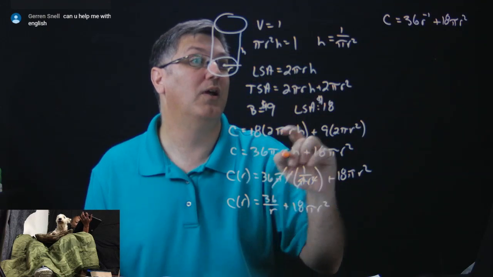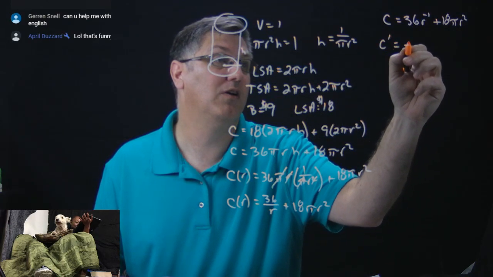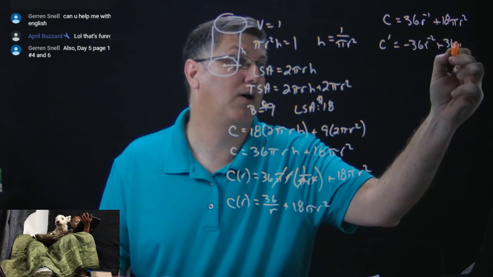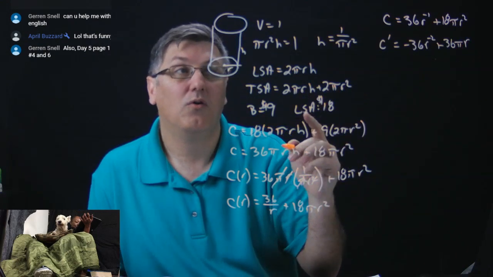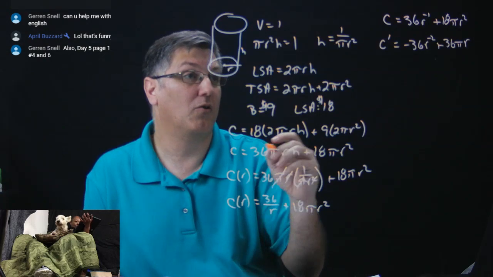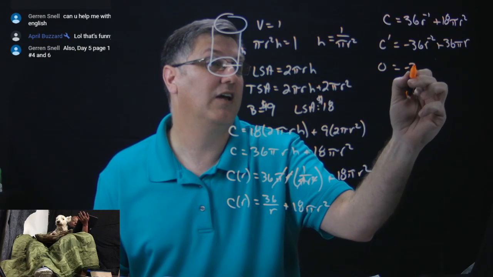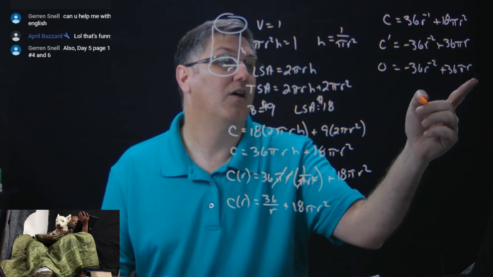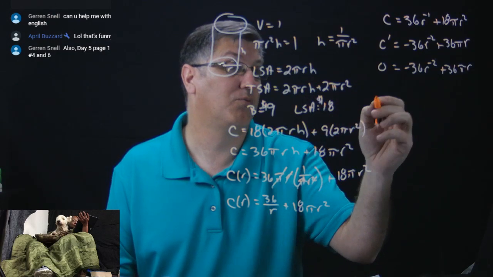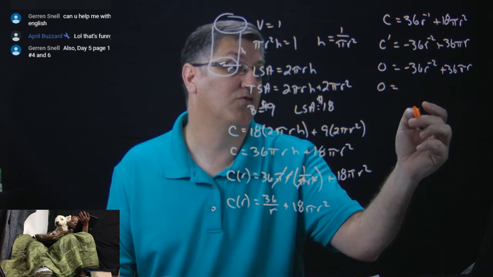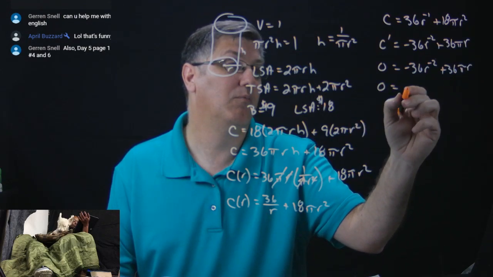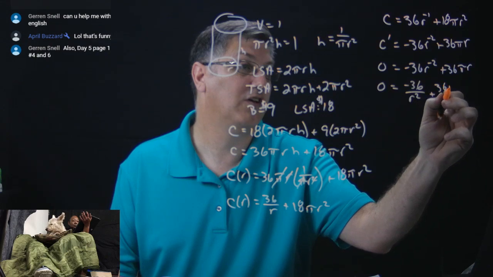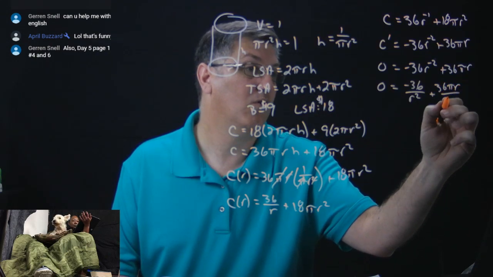All right. Now from here, I'm going to take the derivative, which is going to give me c prime, which is going to give me negative 36 r to the negative 2 plus 36 pi r. Now from here, this tells me the slope. So a minimum and maximum is at a slope of 0. So I set this equal to 0, and I get negative 36 r to the negative 2 plus 36 pi r. From here, we're just simply solving for r. It's pretty easy. So we're going to do 0 equals negative 36 over r squared plus 36 pi r over 1.